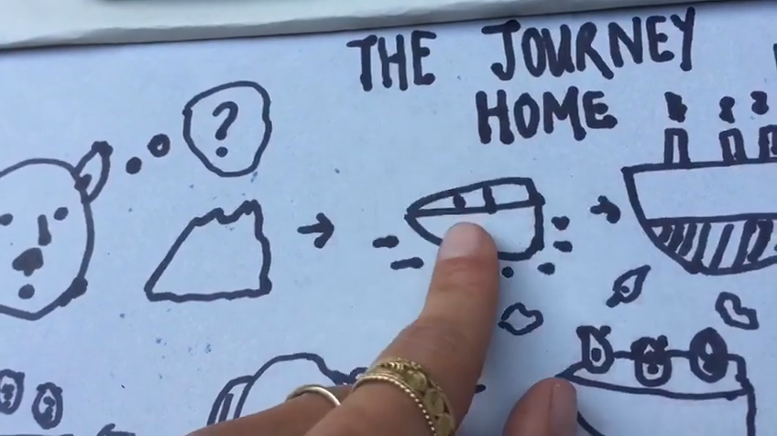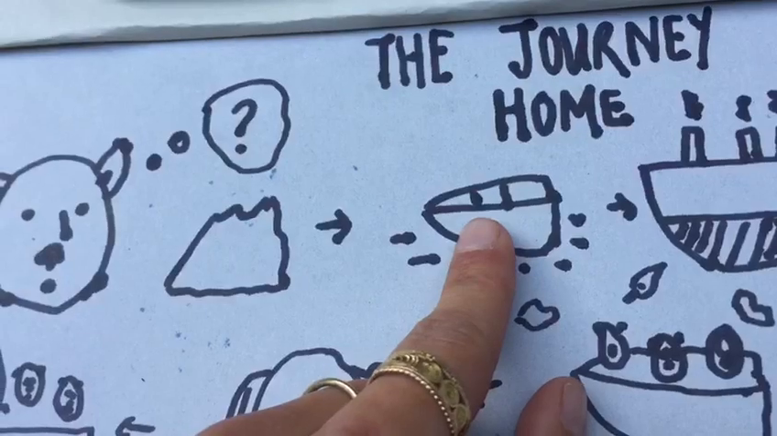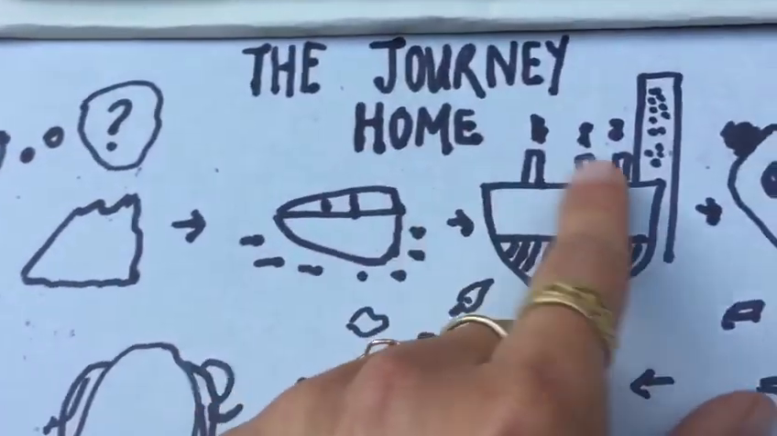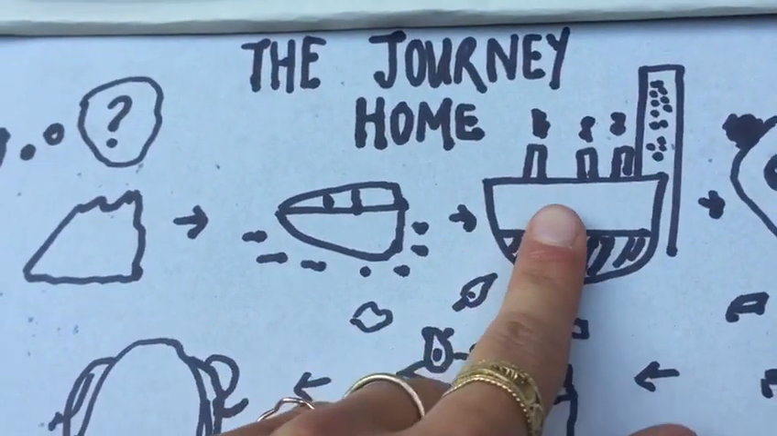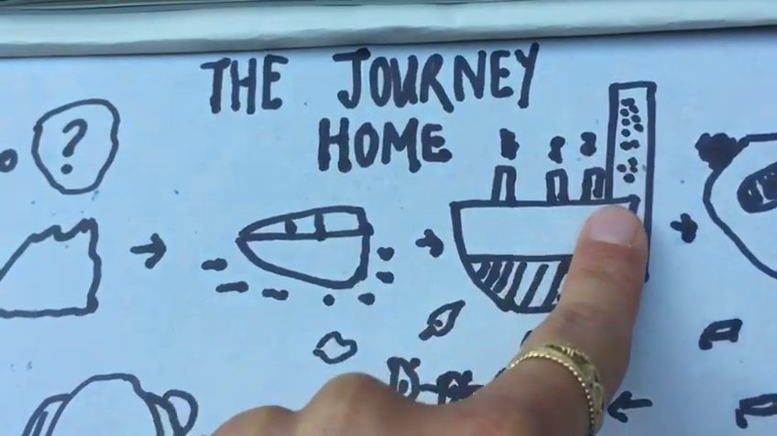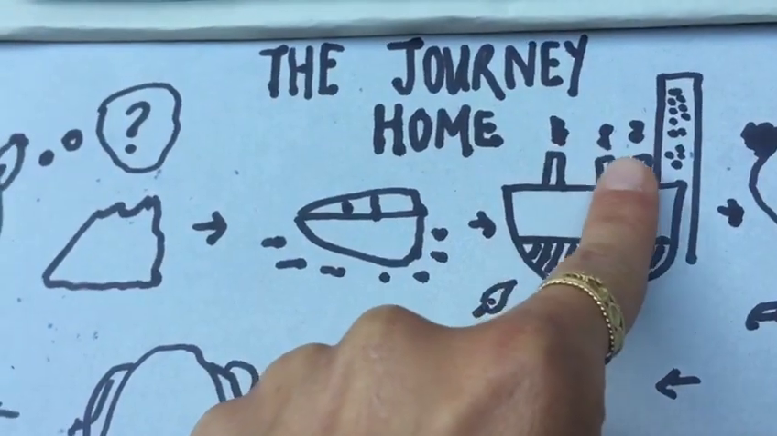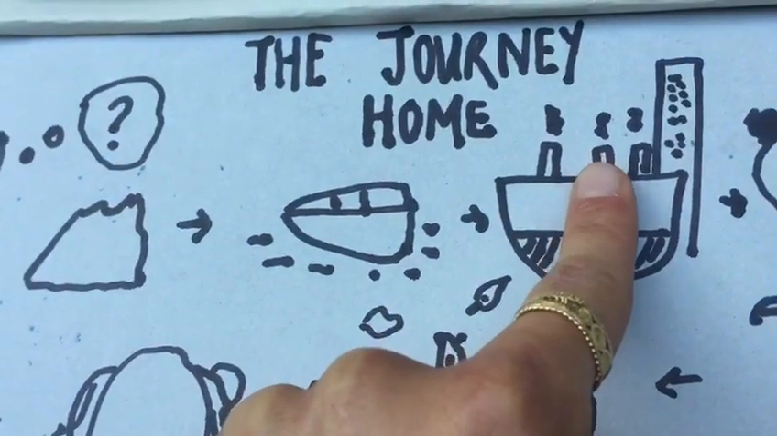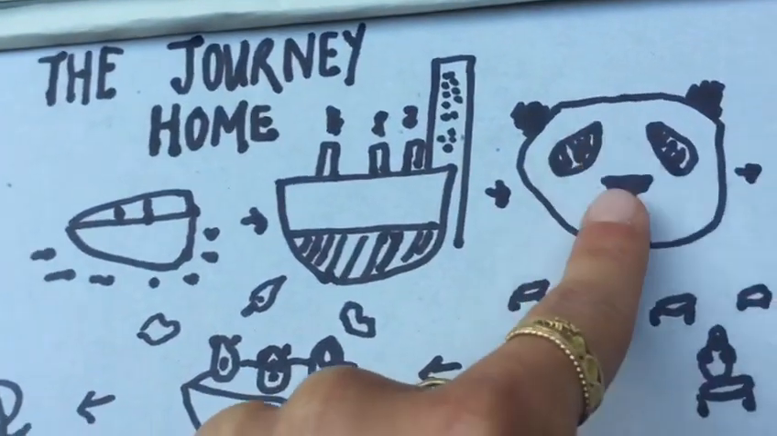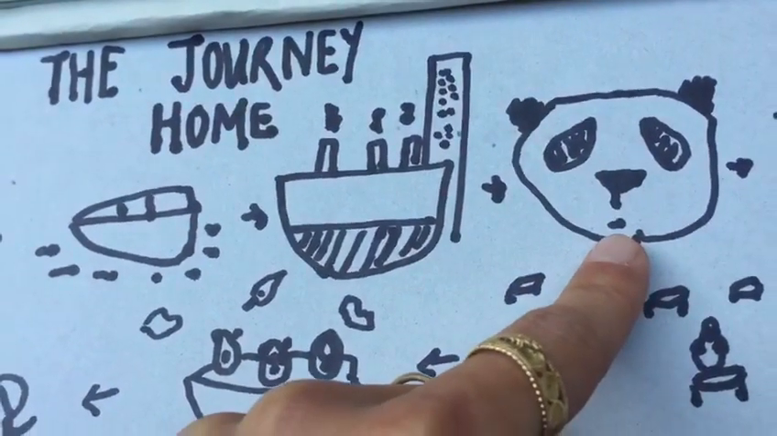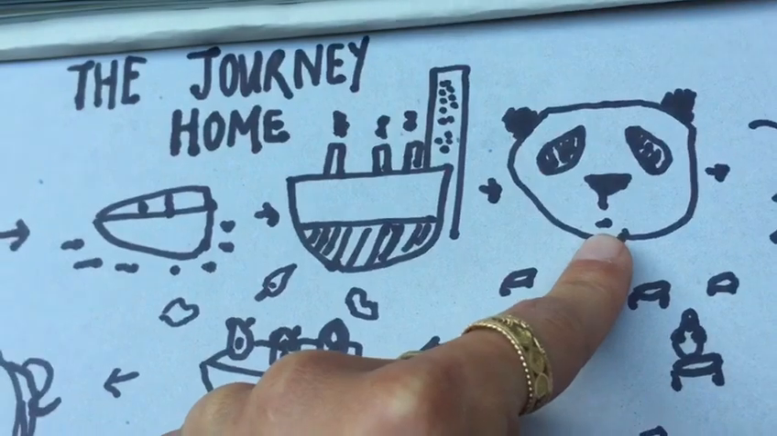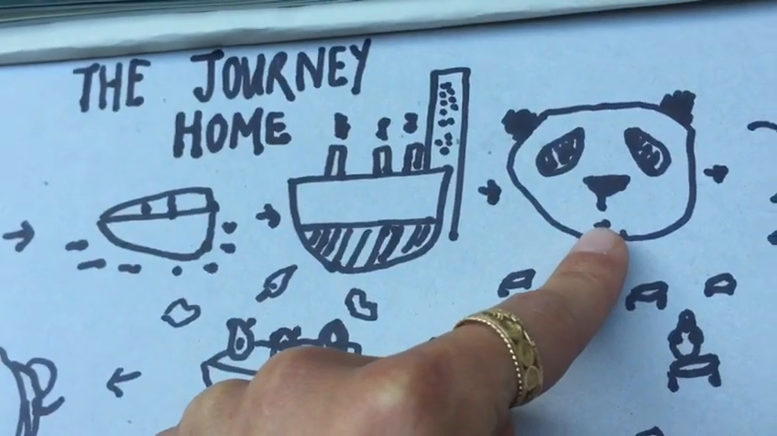So he gets into the boat and he goes on a trip. And he sails past loads of big ships and loads of big city buildings, and the ships have lots of smoke coming out of them. It's not very nice, really. And then he meets a panda who's sitting on the docks. And the panda says, I can't stay here. Can I come with you? Can I come on your journey with you?